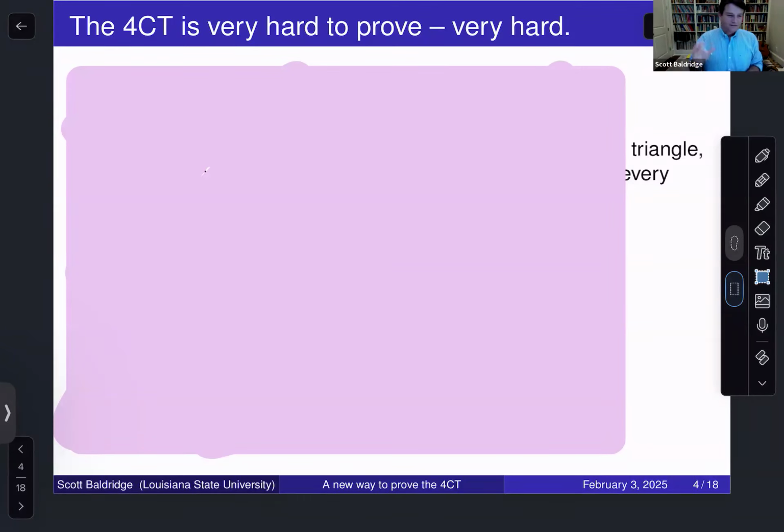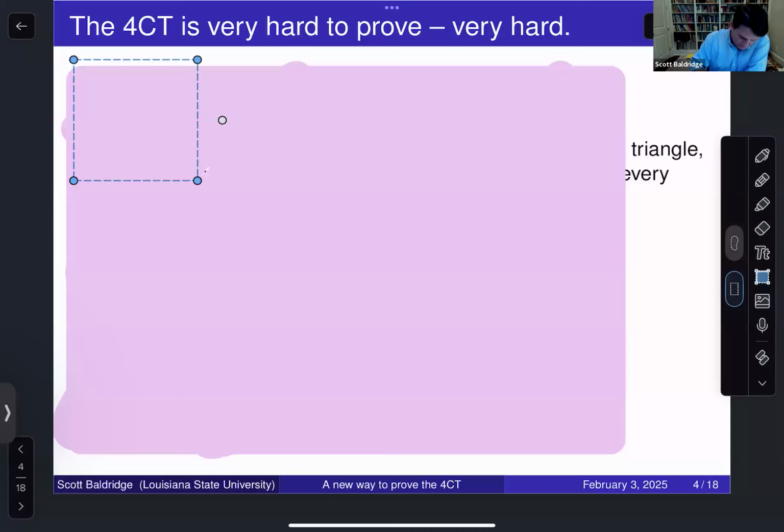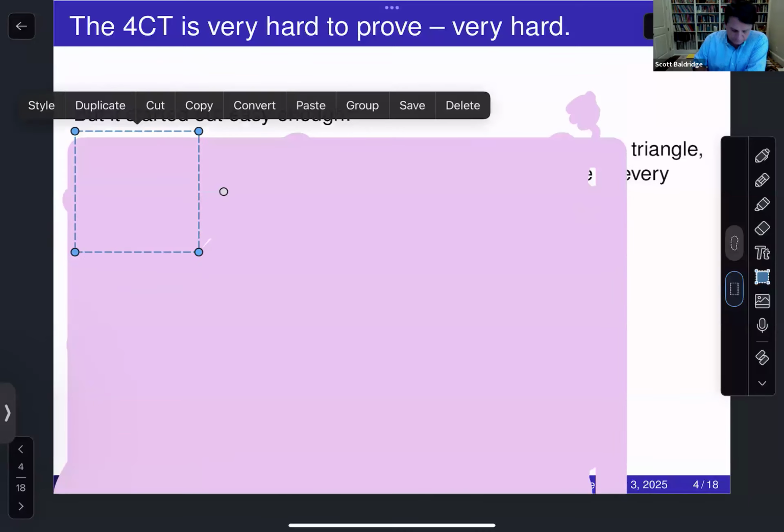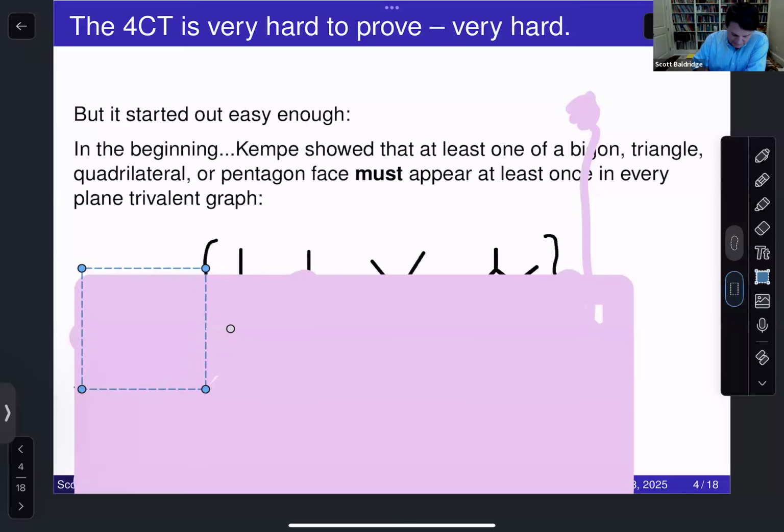For this one, I'm on year 7. So if that gives you some sense of what I mean by hard, it's hard. Let's start. Let me see if I can grab this. Let's start out. So it starts out easy enough.